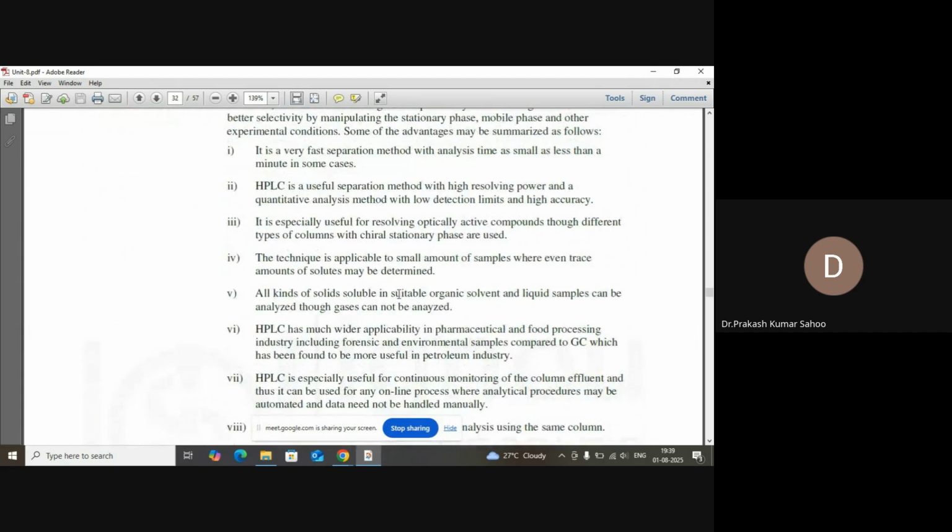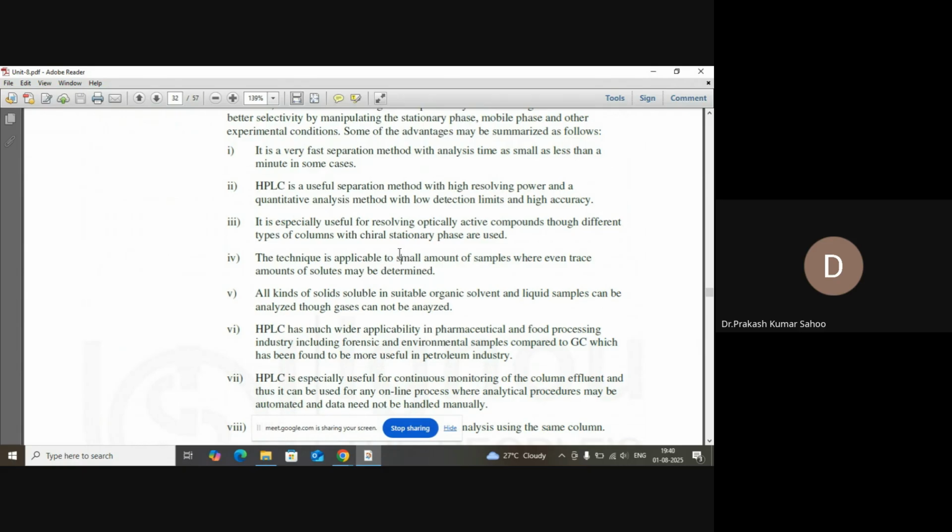What are the advantages? This is very important. This may come in your examination. So this HPLC is a very fast separation method with analysis time as small as less than a minute in some cases. HPLC is a useful separation method with high resolving power and a quantitative analysis method with low detection limit and high accuracy. It is especially useful for resolving optically active compounds, through different types of columns with chiral stationary phase.